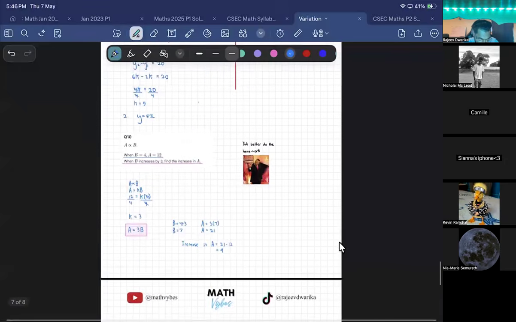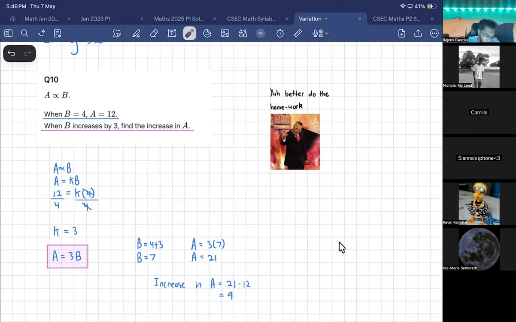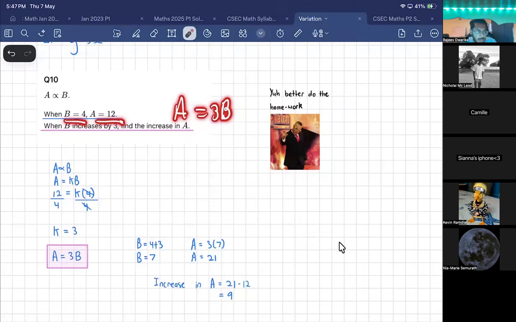Let me explain something to you right now. What we are trying to come up with is a general relationship. Look at this question, for example. B is 4, A is 12. That behavior is telling you that A is always going to be 3 times B. You saw that because to get 12, you multiply 4 by 3. So A is equal to 3B.